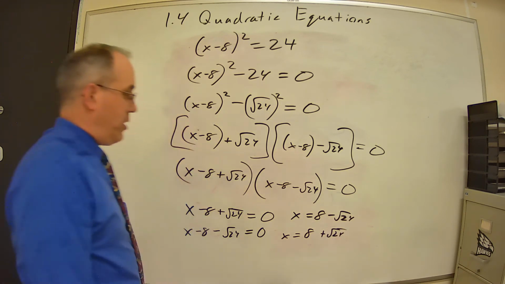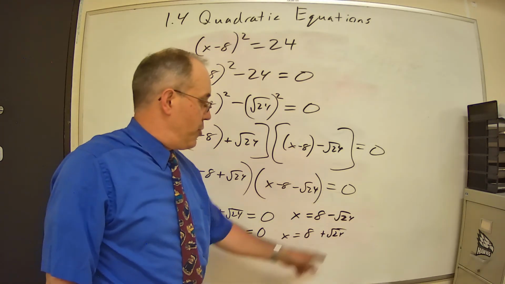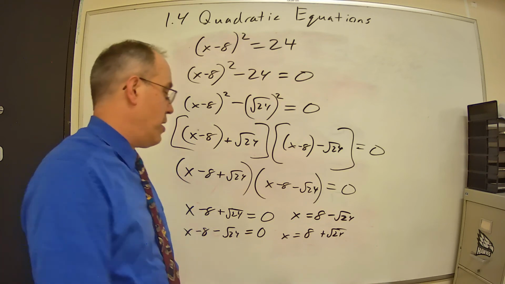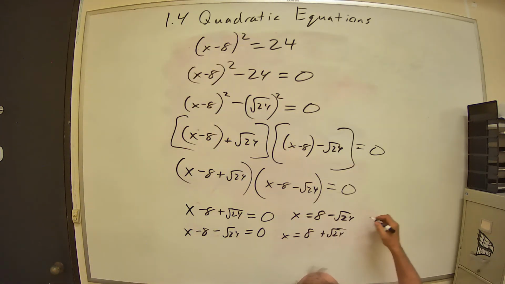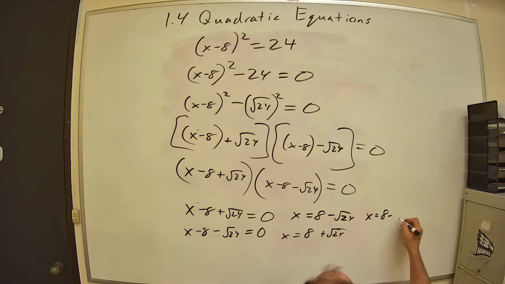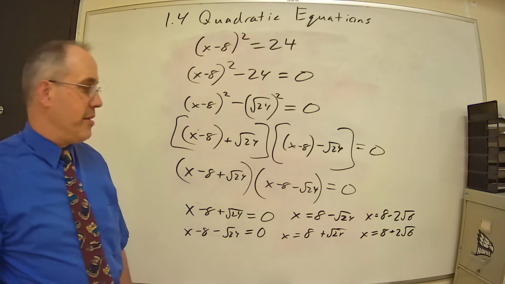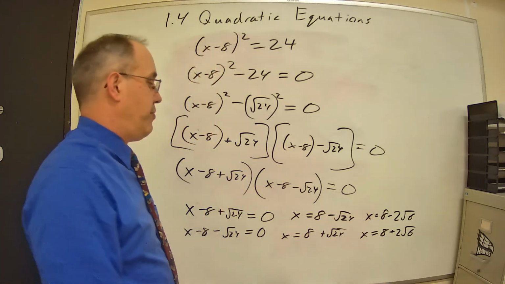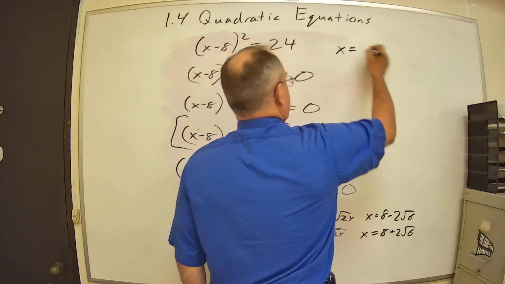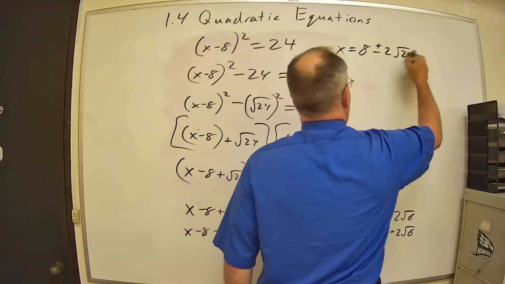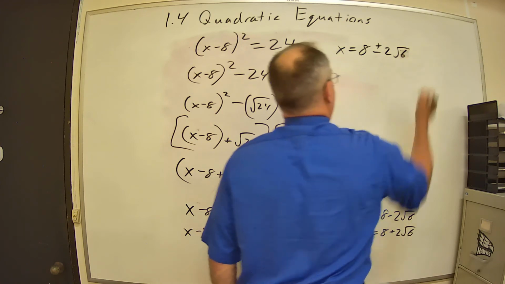Now, we can do a little bit more here in simplifying, because 24 is 4 times 6, and 4 is a perfect square. So we can take it one more step and say x is equal to 8 minus 2 square root of 6, and x is equal to 8 plus 2 square root of 6, giving us a final statement of x is equal to 8 plus or minus 2 square root of 6.